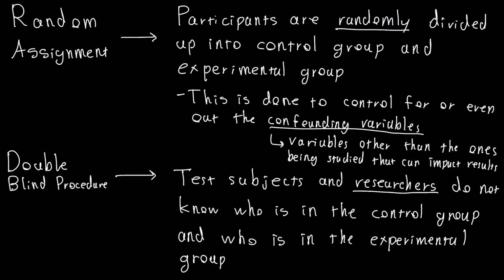And this is done to try to take the bias out of the experiment, both on the part of the test subjects and also the researchers. So a third party does the random assignments is really the way this works.